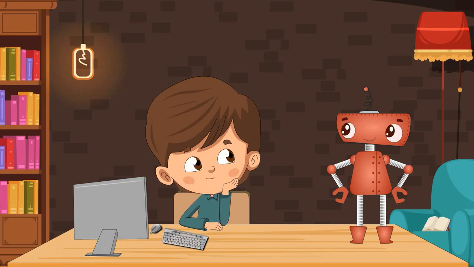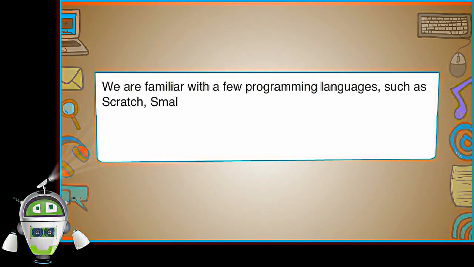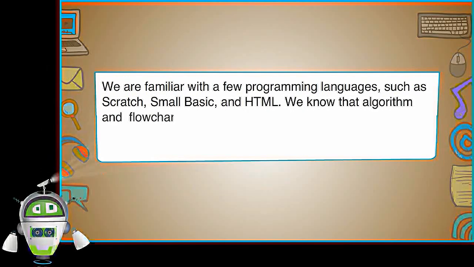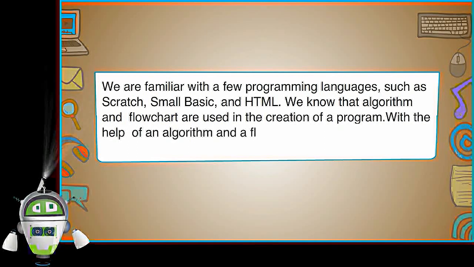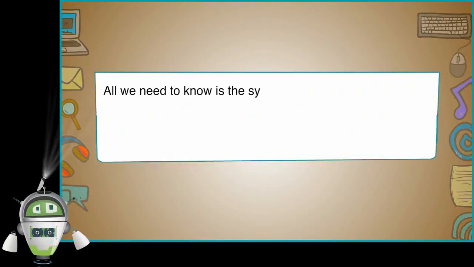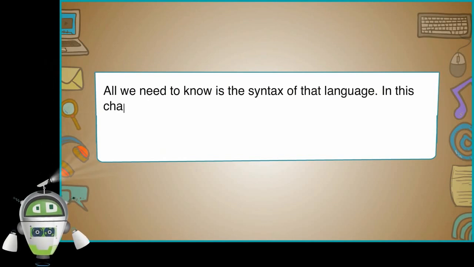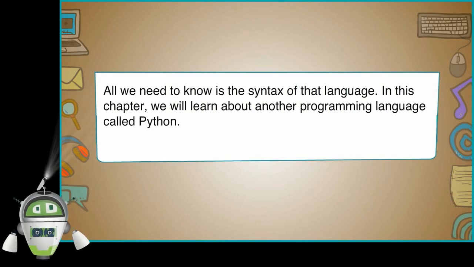Okay, Romy. Let us learn about Python in this chapter. We are familiar with a few programming languages such as Scratch, Small Basic, and HTML. We know that algorithms and flowcharts are used in the creation of a program. With the help of an algorithm and a flowchart, we can easily create a program in any programming language. All we need to know is the syntax of that language. In this chapter, we will learn about another programming language called Python.